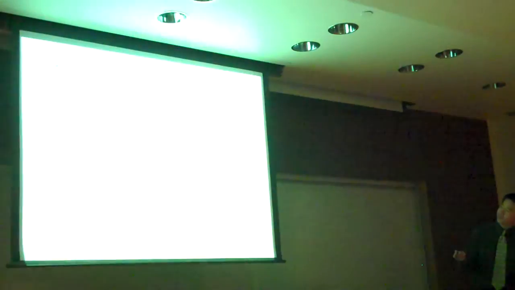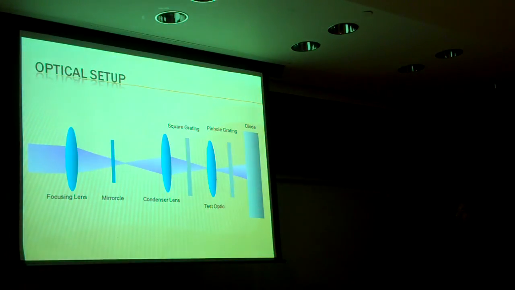Okay, so we came up with a solution that involves 3 lenses. Light from the laser comes out and then hits the first focusing lens, which then passes through and bounces off the MEMS mirror in a direction somewhere off over there. But in order to make this 2-dimensional, we kind of just folded it out. The light will then focus and then pass through a condenser lens, through the square grating, onto the test optic, then onto the pinhole grating, and finally onto the diode.